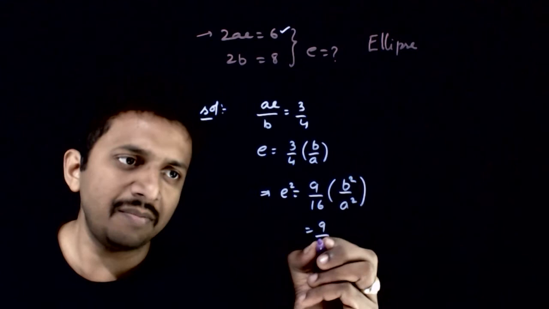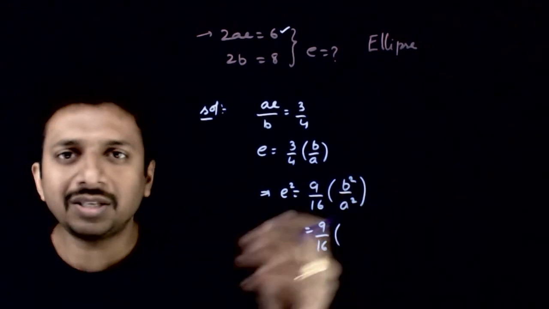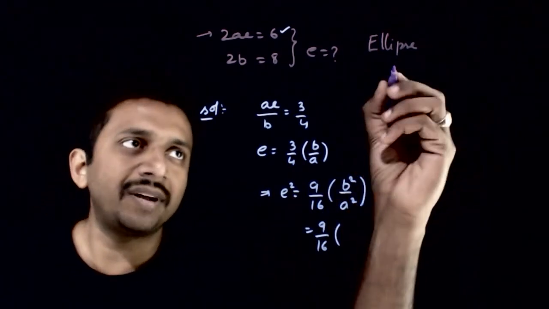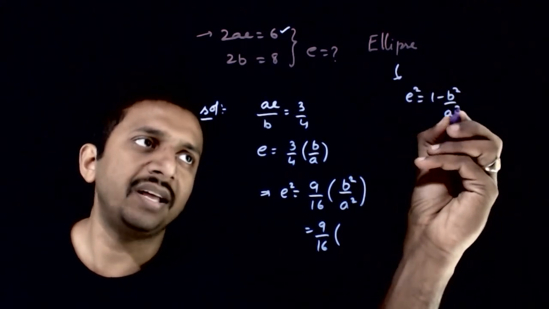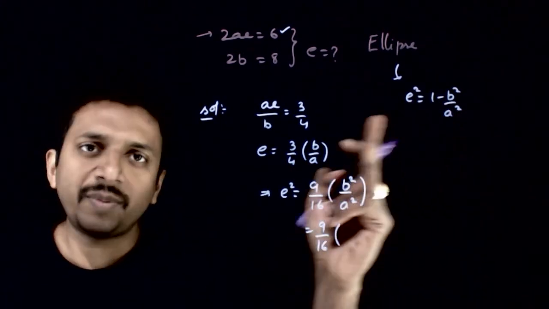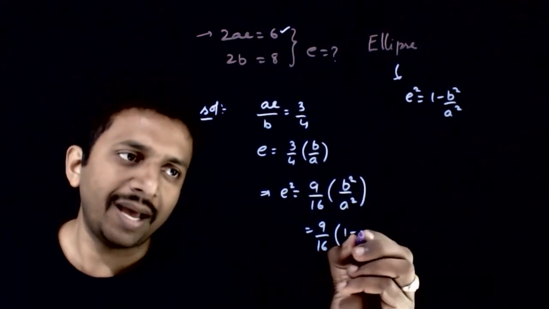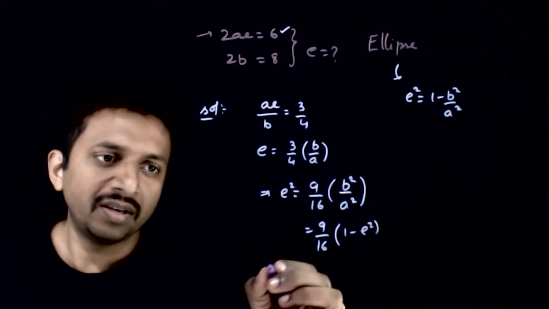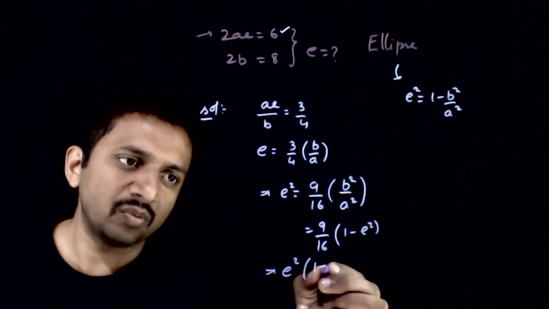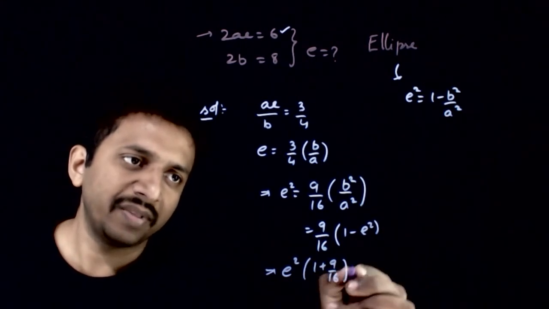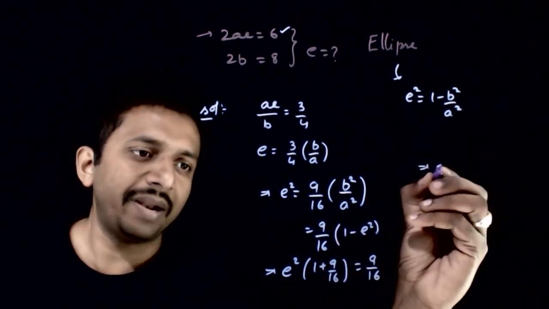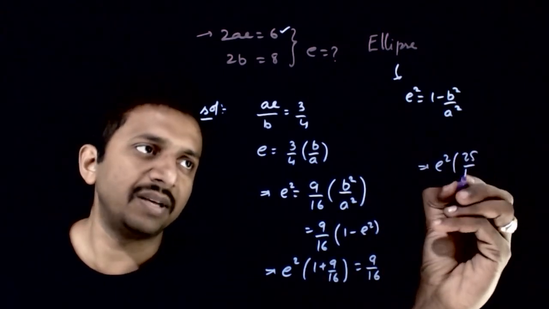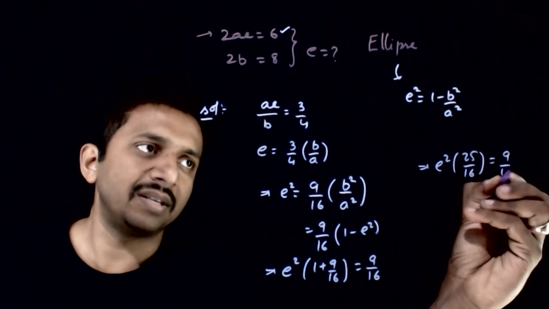That is equal to 9 by 16 times, what is B square by A square? We know that for an ellipse, E square is equal to 1 minus B square by A square. So B square by A square will be equal to 1 minus E square. This implies E square times 1 plus 9 by 16 is equal to 9 by 16. This implies E square times 25 by 16 is equal to 9 by 16.